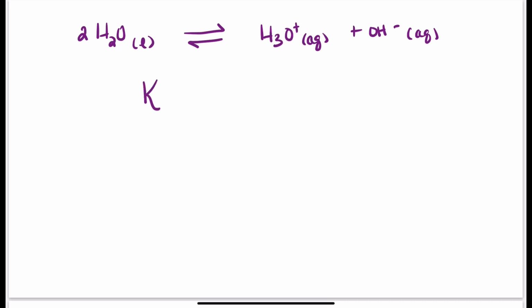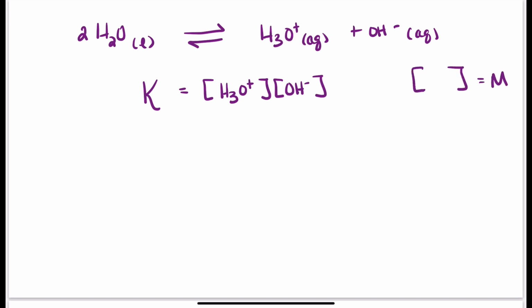K is also specifically at equilibrium. Q is when you don't know where you're at. You could be at equilibrium, you could be somewhere else, but K is specifically at equilibrium. So the water molecules have been allowed to react and they've reached equilibrium. The K here would be equal to the hydronium ion concentration times the hydroxide ion concentration. Remember, things in brackets like this mean molarity, so moles per liter.